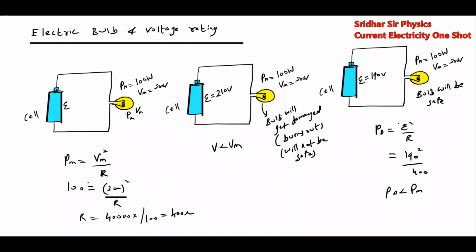What is the idea of this one? The bulb will be safer. When will the bulb be safe? When the applied voltage across the bulb is less than the voltage rating, it will be safe, and the power dissipated will be less than the power rating. When the applied voltage across the bulb is greater than the voltage rating, the bulb will burn out. There's a basic concept.